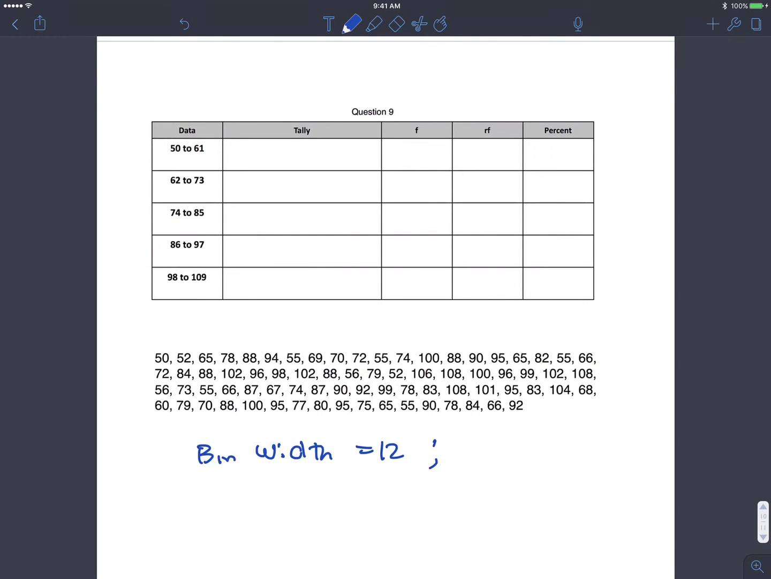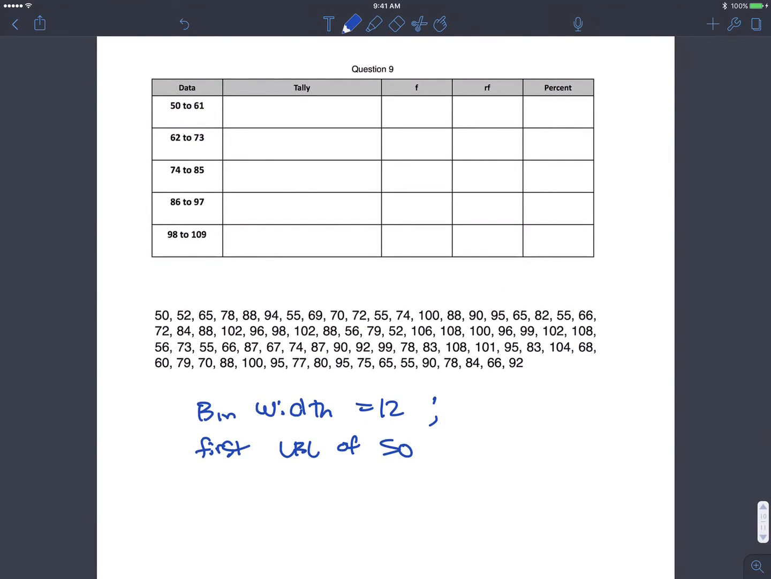And they want the first bin, this is now for the first bin, having an LBL, lower bin limit, of 50. So what this means here, again, is this. I start with 50. That's my first bin. That's the lower bin limit.